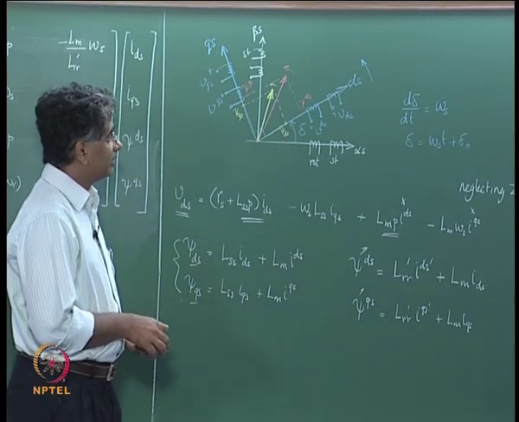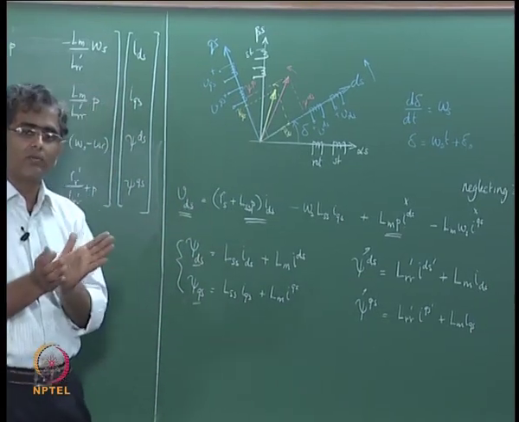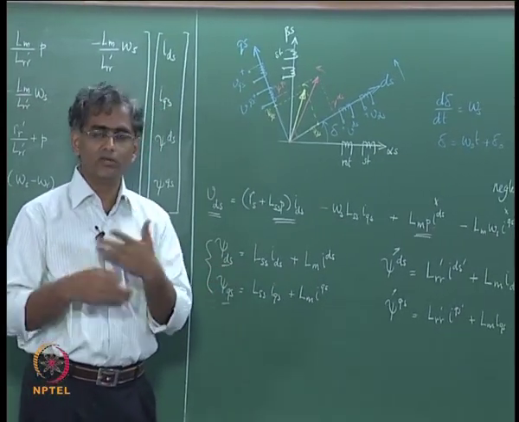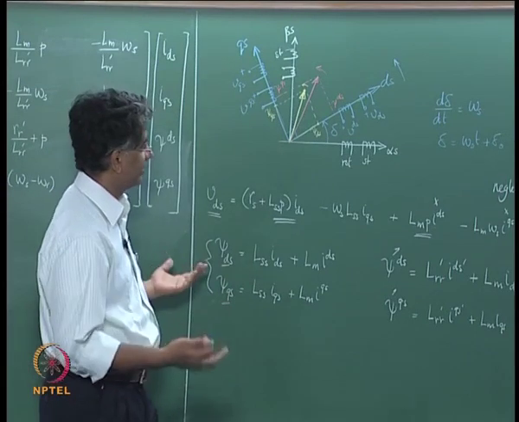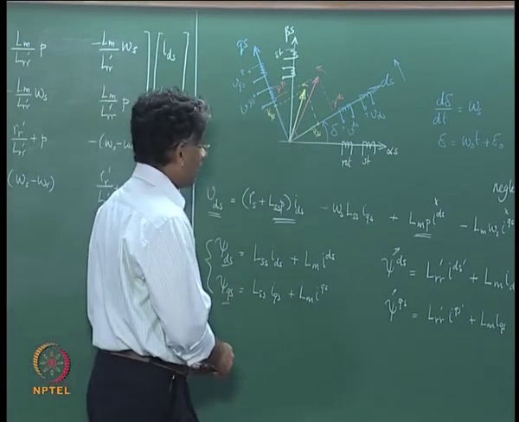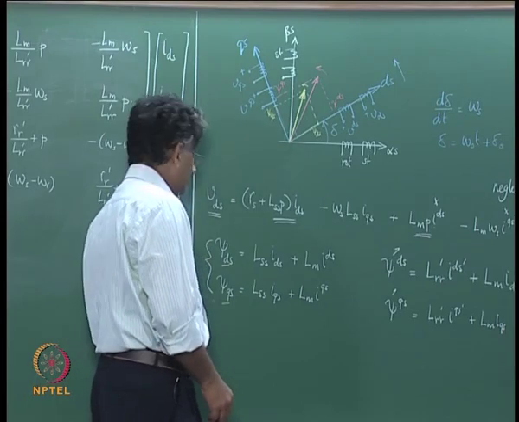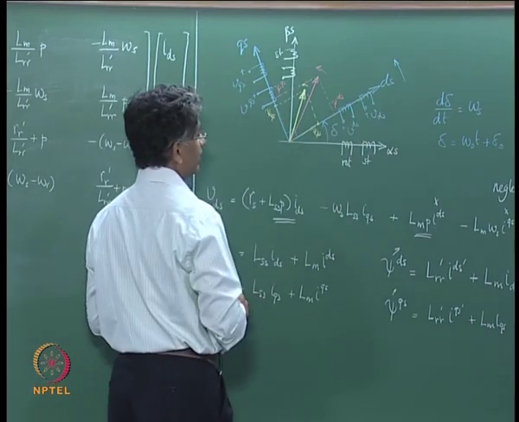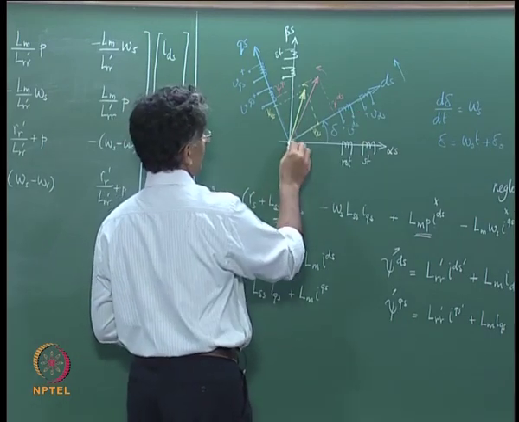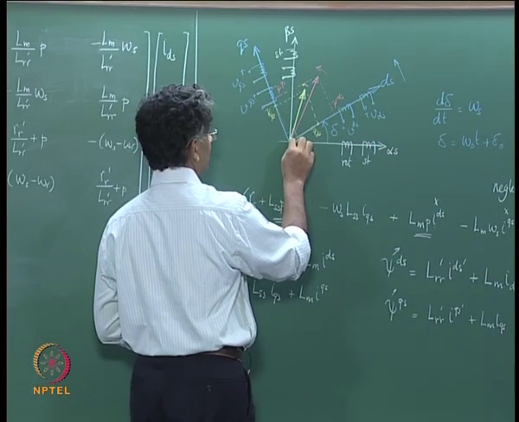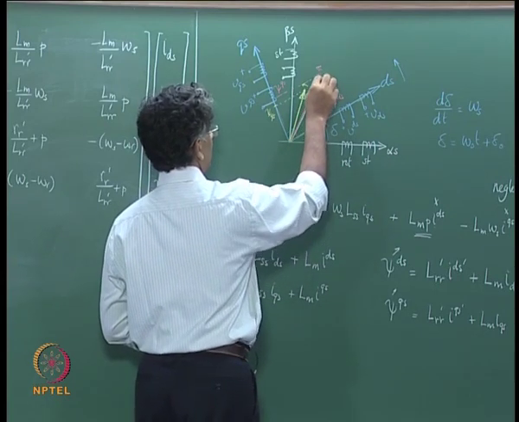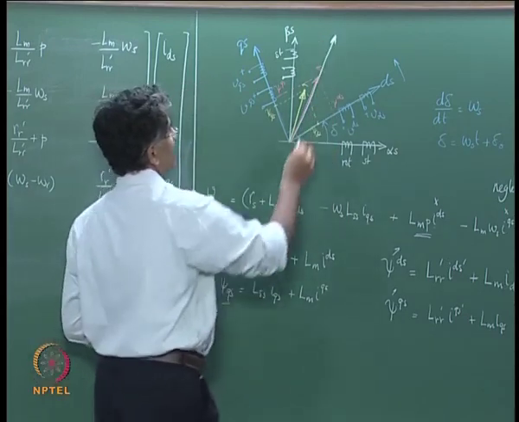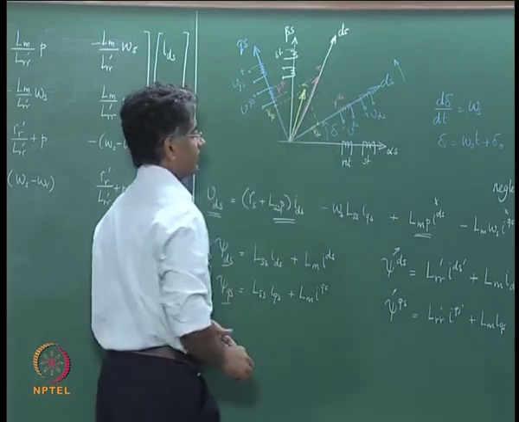And since you can now locate this reference frame anywhere you want, with the restriction of course that it is going to rotate at synchronous speed because it is a synchronous reference frame, I could choose the d axis of the reference frame along this vector psi of the rotor itself. I can choose this itself to be my ds reference frame.